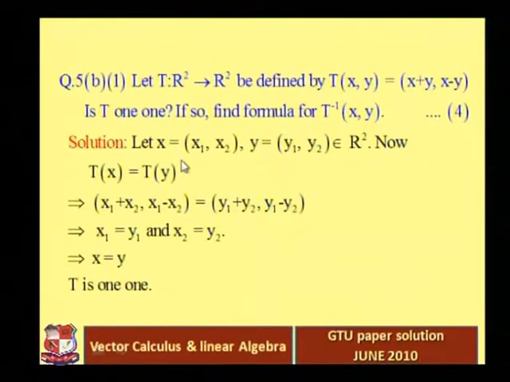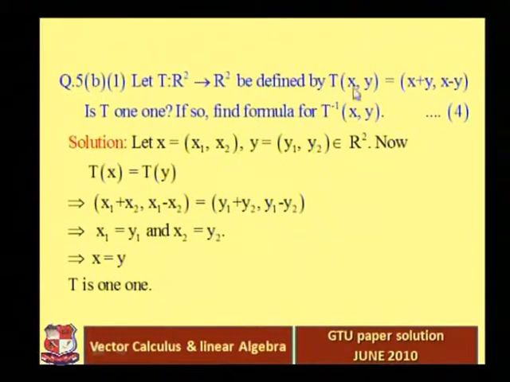Now we want to check whether the given transformation is 1-1 or not. So let x is equal to (x1, x2) and y is equal to (y1, y2) belong to R2. To prove 1-1, what we have to prove: starting with T of x is equal to T of y, where x and y are vectors of R2, if you get x is equal to y, then you can say that T is 1-1, by the definition of 1-1. So we are starting with T of x is equal to T of y.